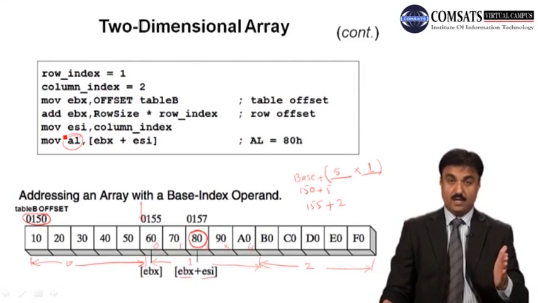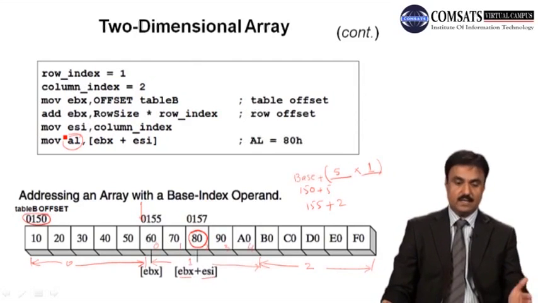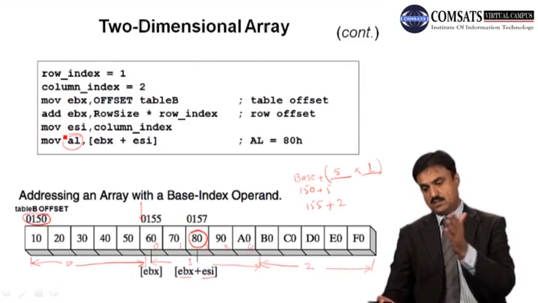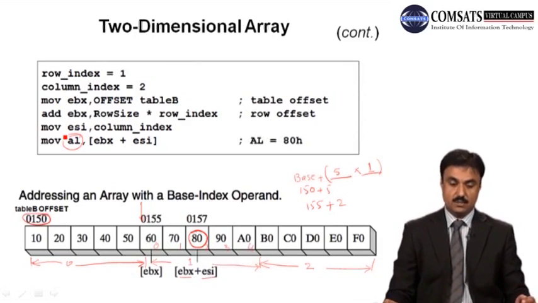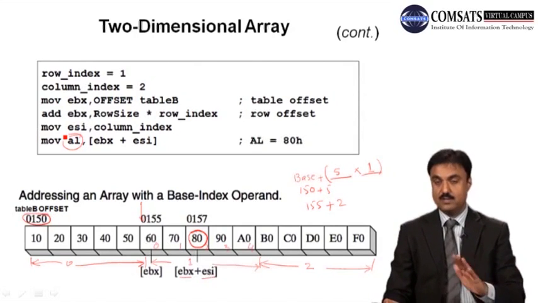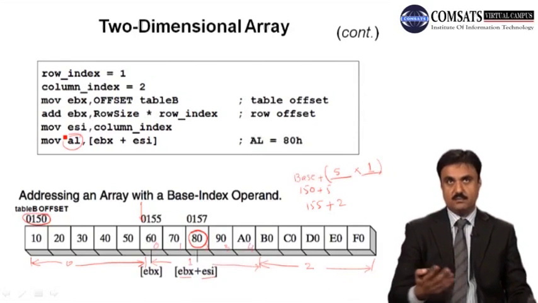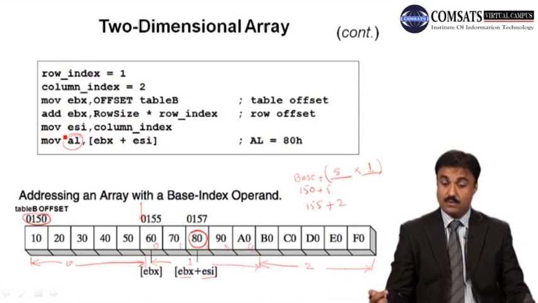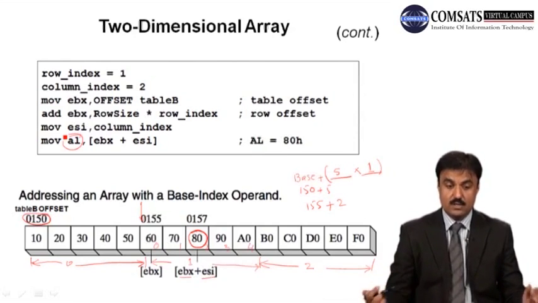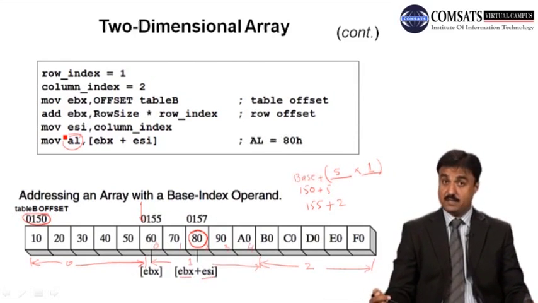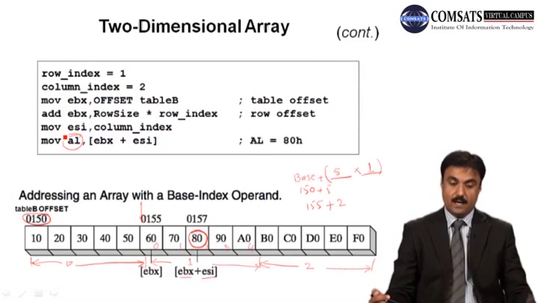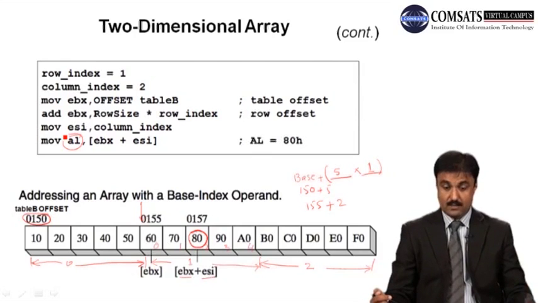So row index: the starting row has the 0 index, the second row has 1 index, the third row has 2 index, and so on. Column index starts from 0 column, 1 column, 2 column, 3 column, 4 column, and so on. So this is the method which we are using. Here in this example, you can see we have used this base index method to access the element of a two-dimensional array.